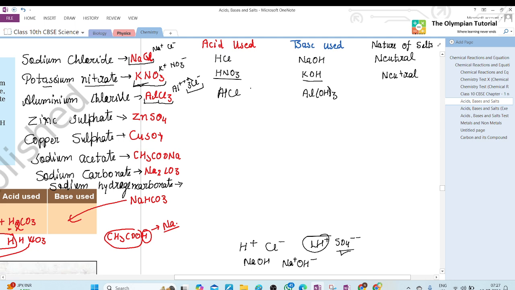The nature of this one: which one is strong, HCl or Al(OH)3? HCl. So that's why it will be acidic, and its pH will be less than 7, not greatly less, simply less than 7, because it is not a very weak base. Okay, students, are you getting the concept? Thanya, are you getting all the concept?